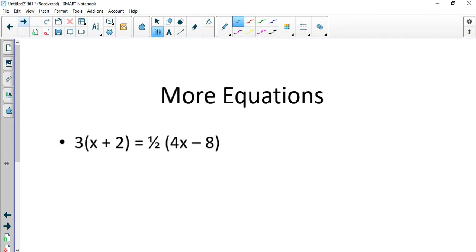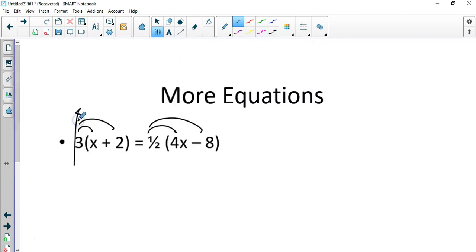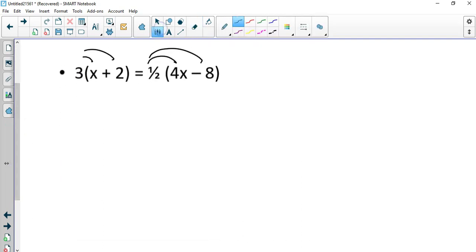Okay, so we're going to do a few more for practice. So we're going to send 3 in and the 1/2 in to both items. Remember that. So that's going to give me 3x plus 6 equals, now half of 4 is 2. And half of negative 8 is negative 4.